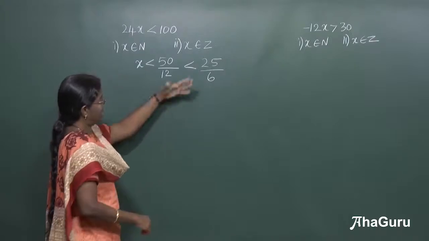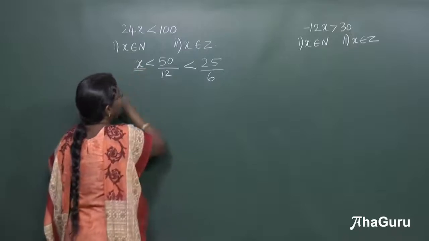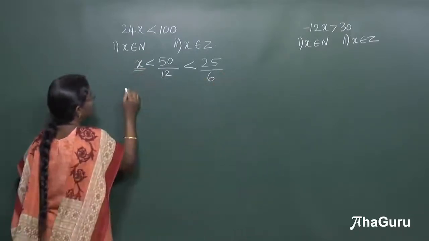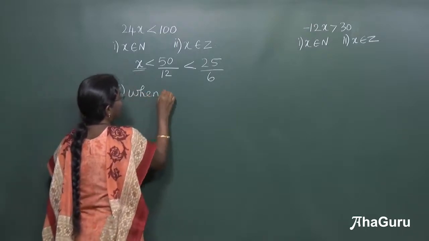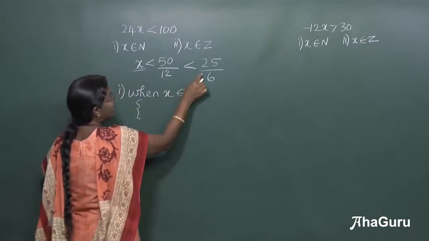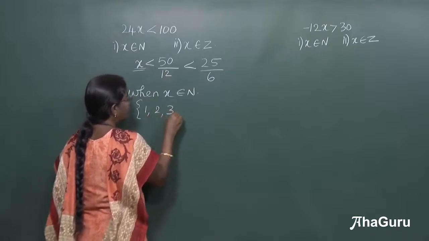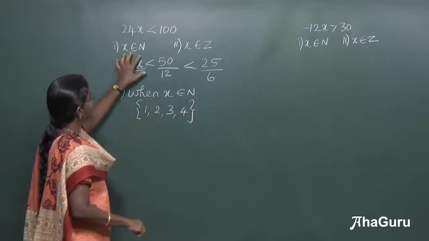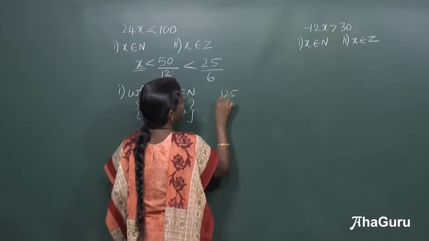25 by 6 is 4 point some value. When x is a natural number, it is a natural number which is less than 4 point some value. So, the first case when x is a natural number, the solution will be a natural number which is less than 4 point some value. So, it can be 1, 2, 3 or 4. Okay. First case we get x is less than 25 by 6, correct.